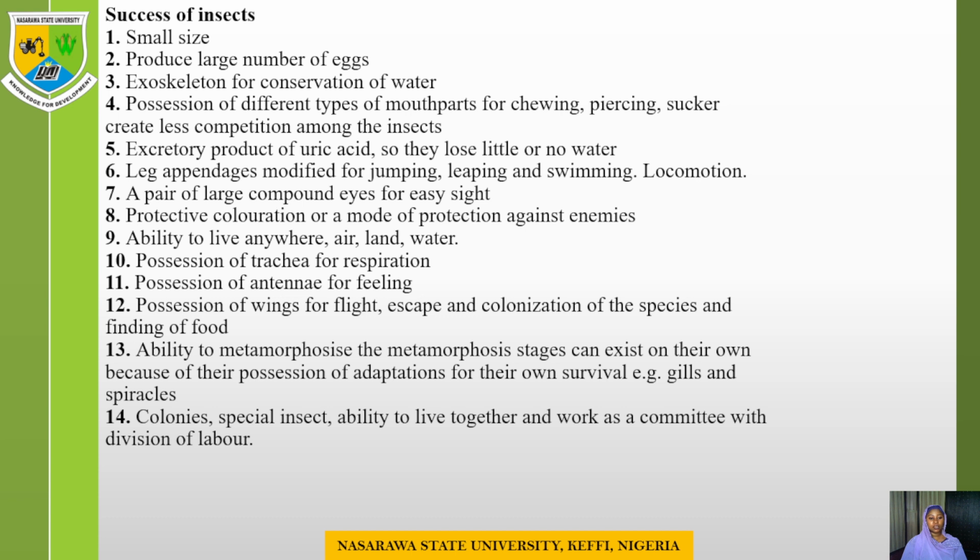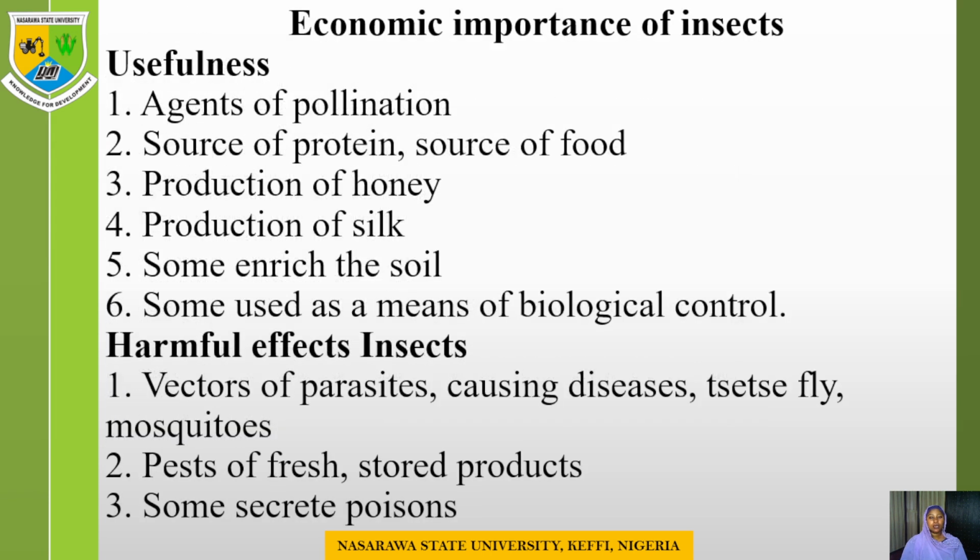They also have protective coloration, a mode of protection against their enemies. They have trachea for respiration, antennae for feeling, and wings for flight, escape, colonization of the species, and for finding food. There is also the ability to metamorphose, or because they live in colonies; especially, insects have the ability to live together and work as a committee with division of labor. The economic importance of insects, their usefulness.